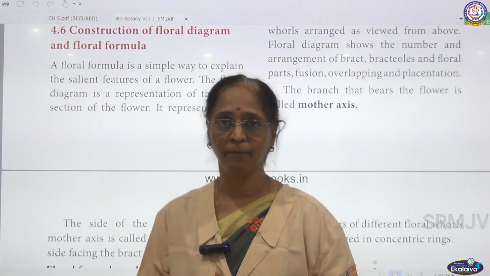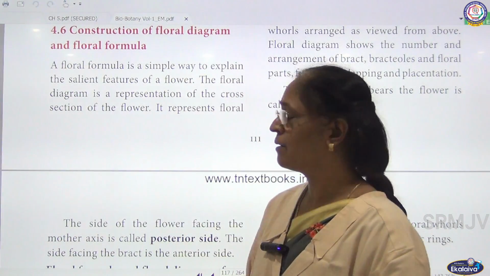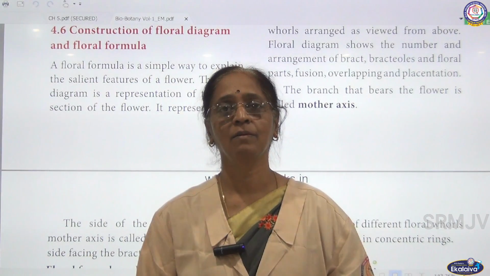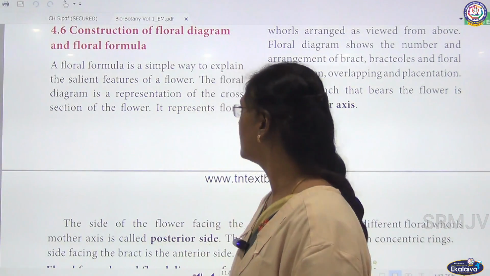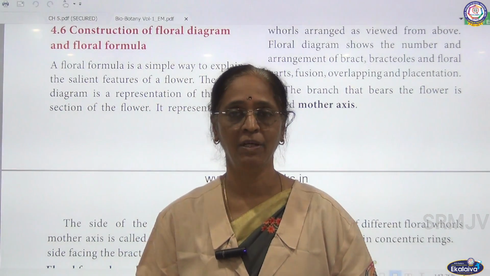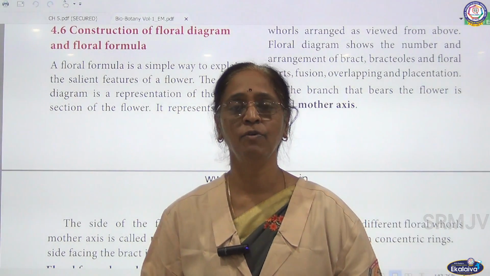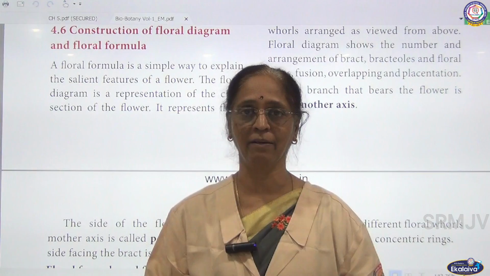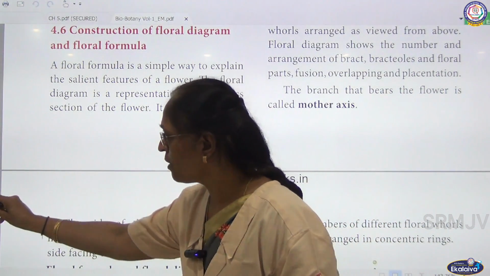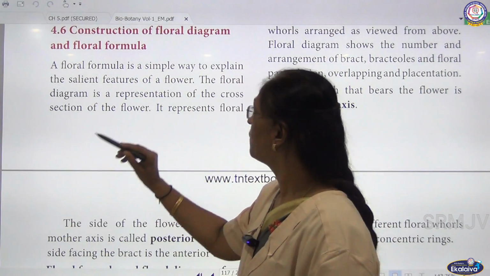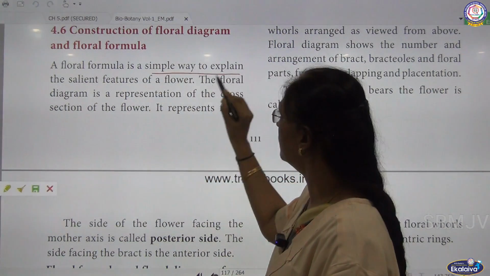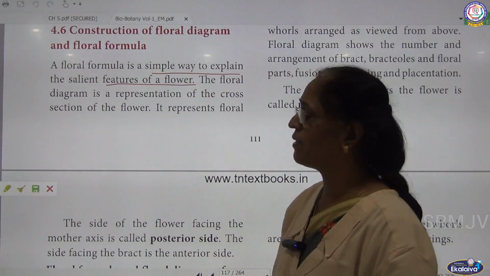What is a floral diagram? It is nothing but explaining the salient features of a flower with either letters or numbers. You call it a floral formula, and with the help of the floral formula we can draw the floral diagram. So what is a floral formula? A floral formula is a simple way to explain the salient features of a flower.